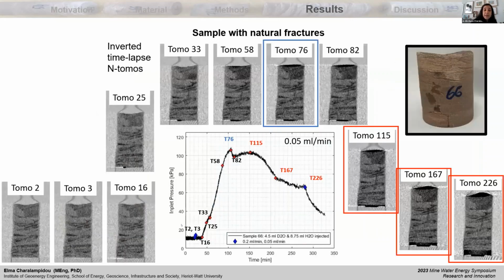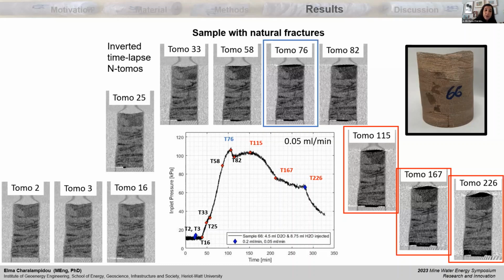When we observe the time-lapse tomography throughout the flow experiment, and here I'm showing the inverted time-lapse neutron tomographies, we can follow the process of water migration throughout the sample. At the very beginning, we see only some darker regions, which are indicative of zones potentially rich in organic matter, so they contain some hydrogen.